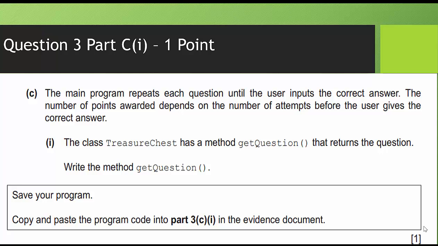Write the method getQuestion. Okay, when you look at questions like this, don't start thinking about all of C, because there's part 1, there's going to be multiple parts that allow you to build on it each time. So don't get overwhelmed by saying, oh my God, how am I going to do this? Break it down into each part, and all we're going to do right now is do what they ask us to do, which is simply write the method getQuestion. Let's go ahead and let's program that now.